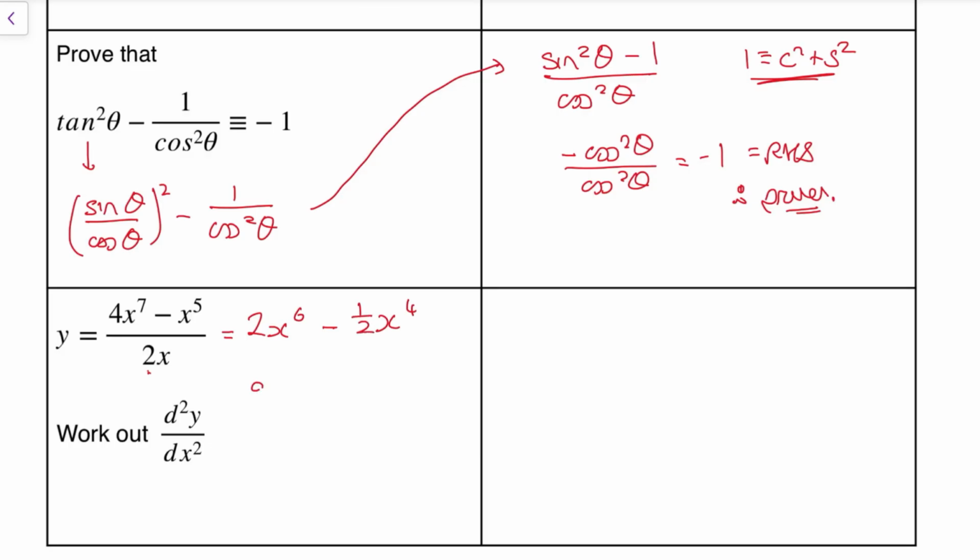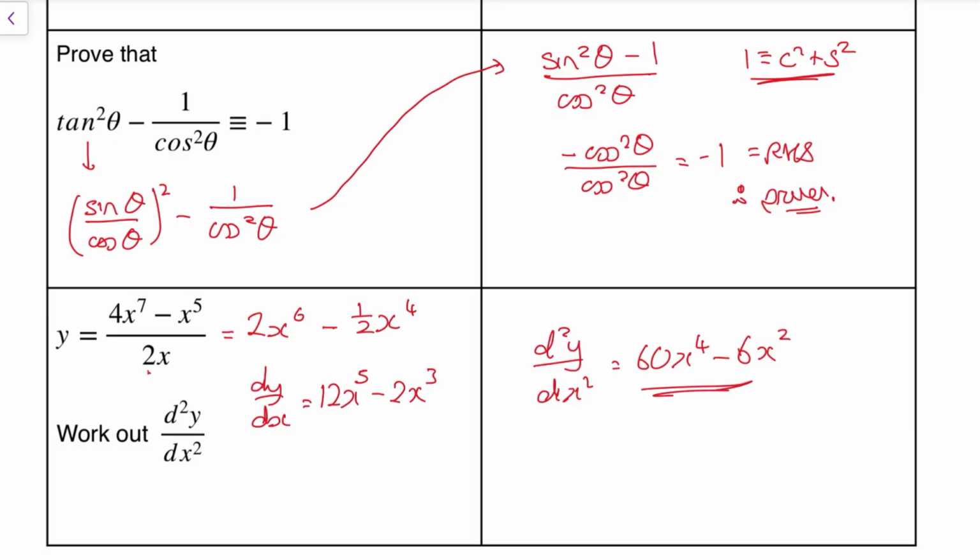Then I'm going to differentiate. So dy/dx is going to give me 12x^5, 6 minus 1 is 5. And then bring down the 4, which is going to be 2, so that's going to be 2x^3. And that is my first differential. However, it wants a second differential. So differentiate again, so d2y/dx squared. And that's going to give me 60x to the power of 4, minus 3 times 2 is 6, so 6x^2. So my final answer to this is going to be 60x^4 minus 6x^2.